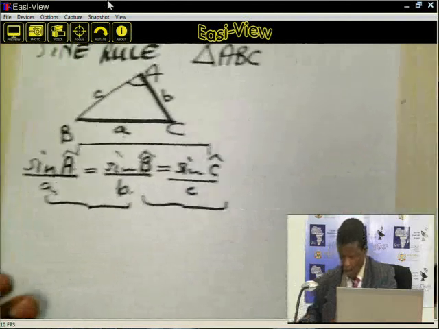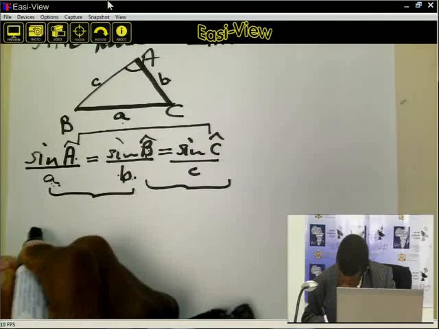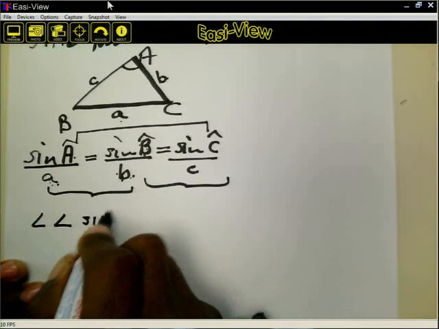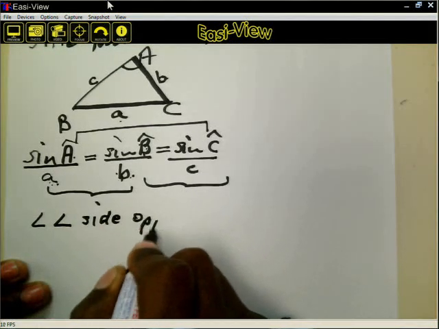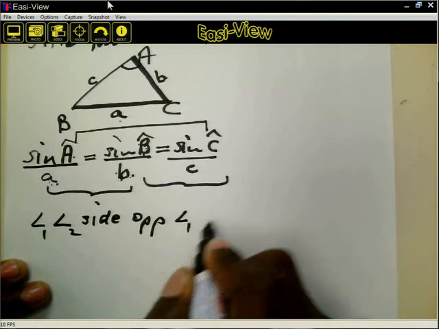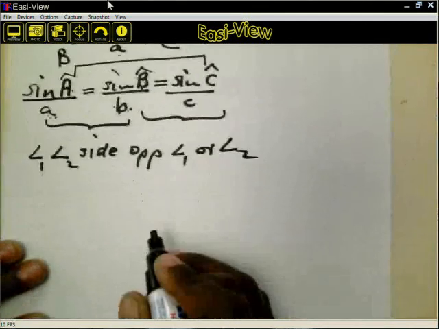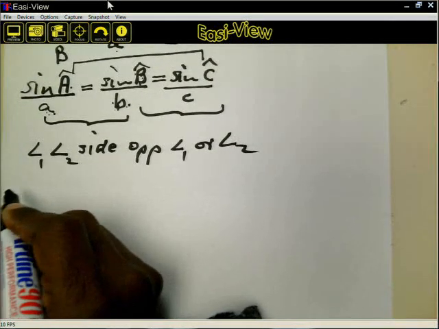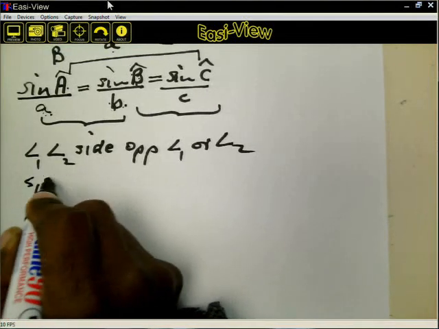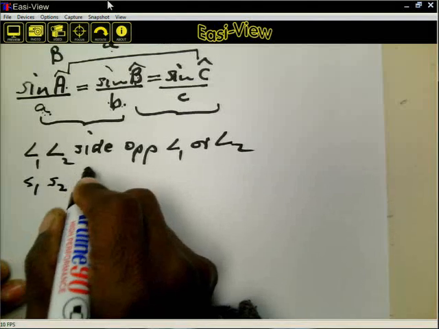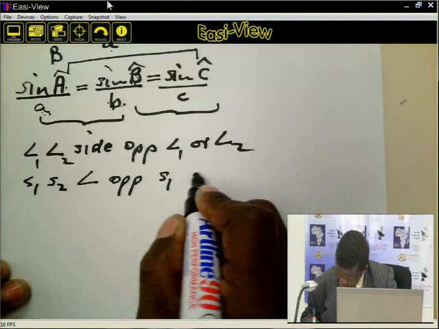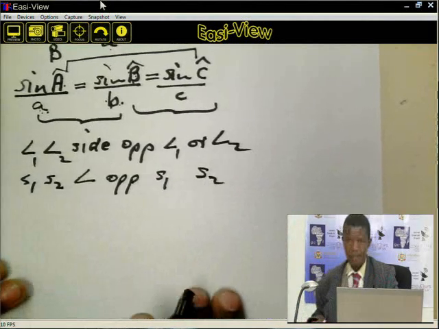So with the sine rule, we use 2 angles and a side opposite one of them. Let's call this angle 1, angle 2. Either angle 1 or angle 2. Similarly, if it is 2 sides, we have either side 1 or side 2, and an angle must be opposite either side 1 or side 2.